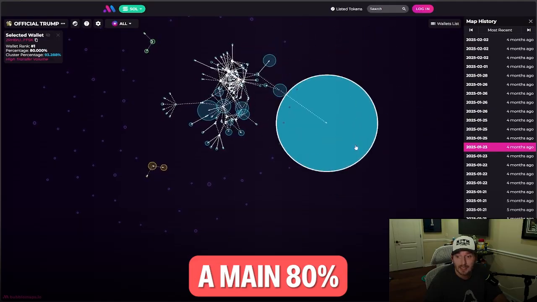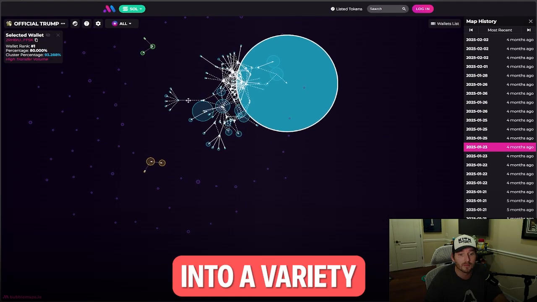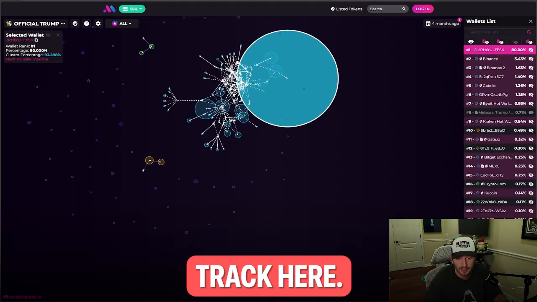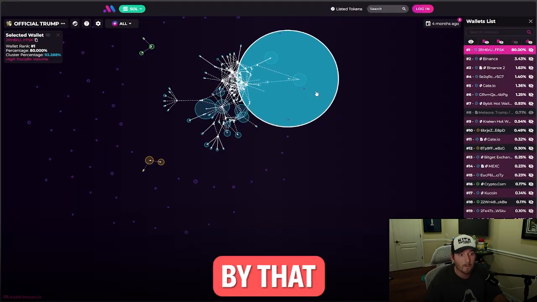It's not just the main 80% wallet. We've now picked up an additional 13% of the token supply, separated out into a variety of different wallets, which we can actually track here. So you can see very quickly all these highlighted wallets on the right are all of the tokens that are owned by that singular wallet.